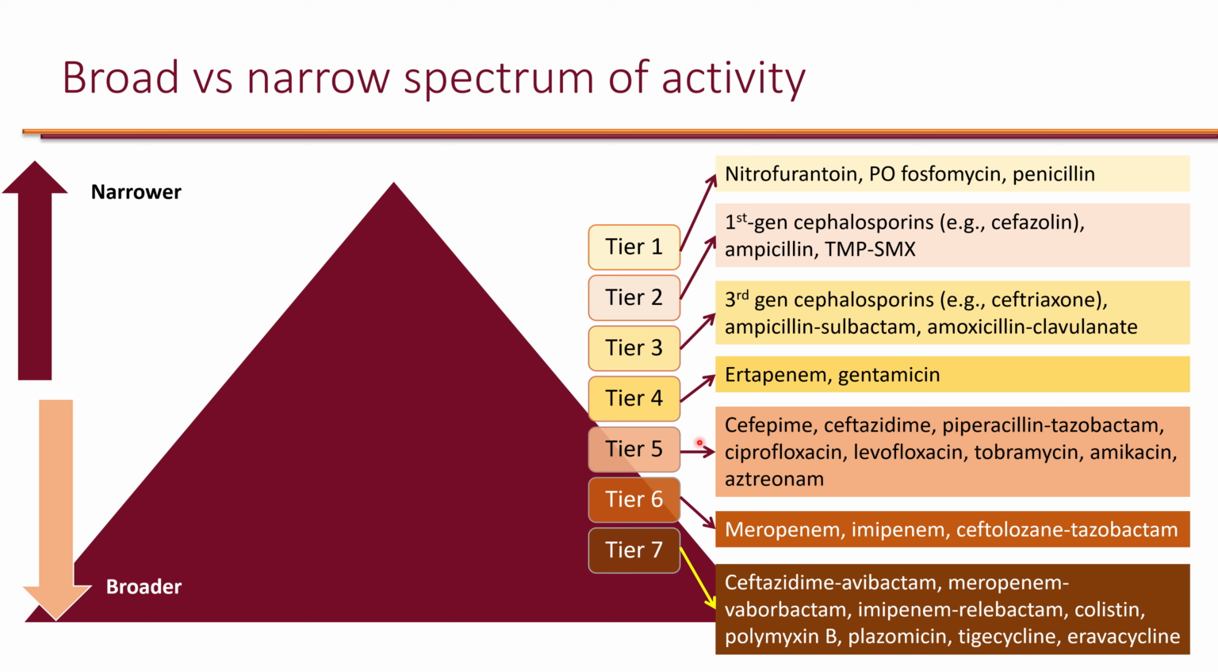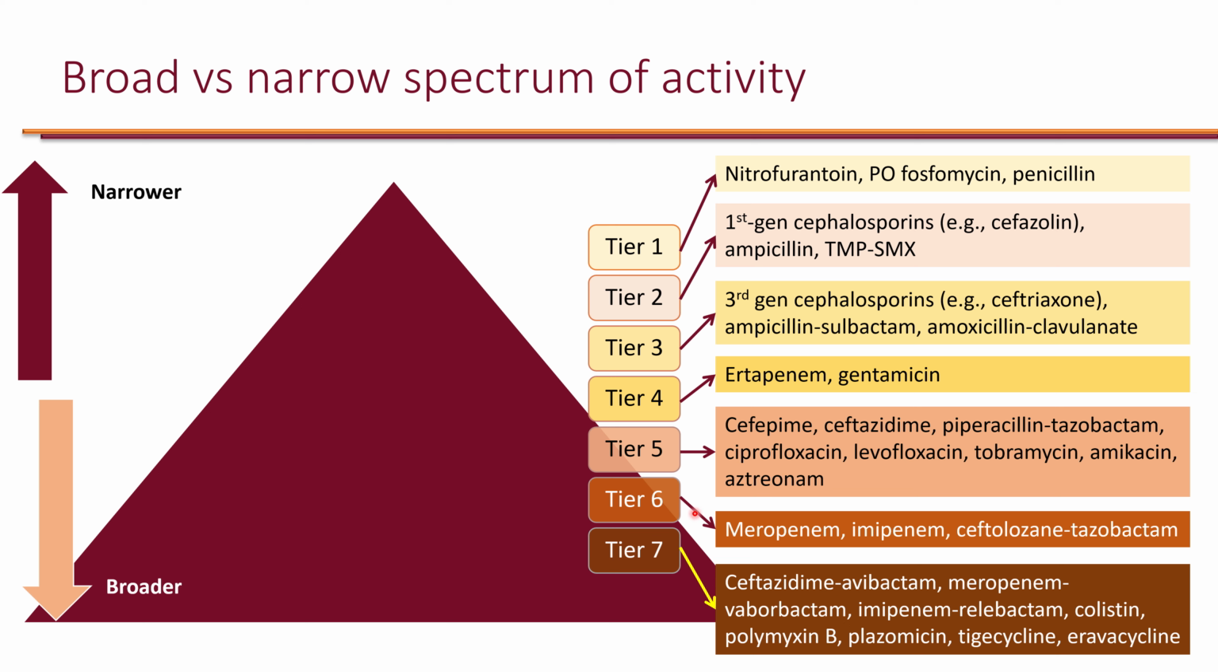And this is considered pretty broad. So unless you are trying to cover for Pseudomonas, you shouldn't really be using these agents if you have options. So cefepime, which is a 4th generation cephalosporin, ceftazidime, which is a 3rd generation cephalosporin, piperacillin tazobactam, fluoroquinolones such as ciprofloxacin, levofloxacin, and also the aminoglycoside tobramycin is pretty active against Pseudomonas, and amikacin is considered active against Pseudomonas in the urine only. Aztreonam is also a beta-lactam that's active against Pseudomonas.